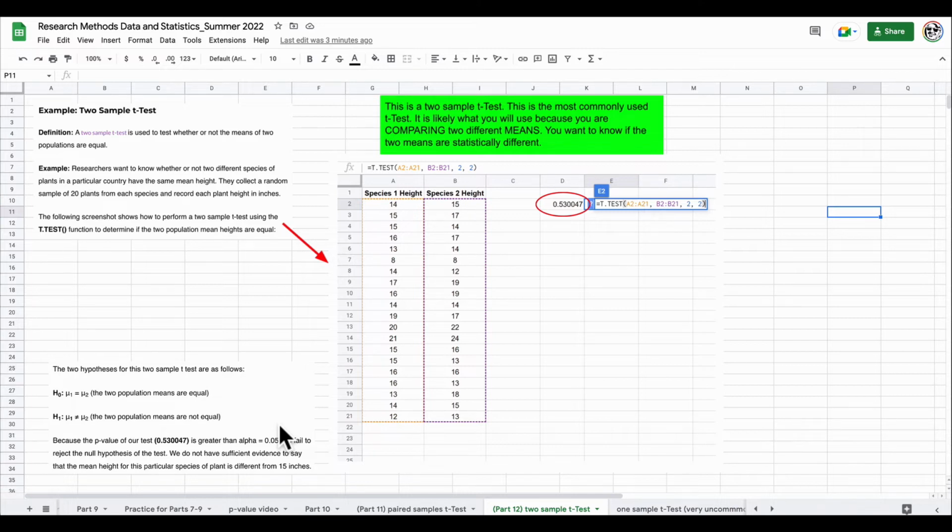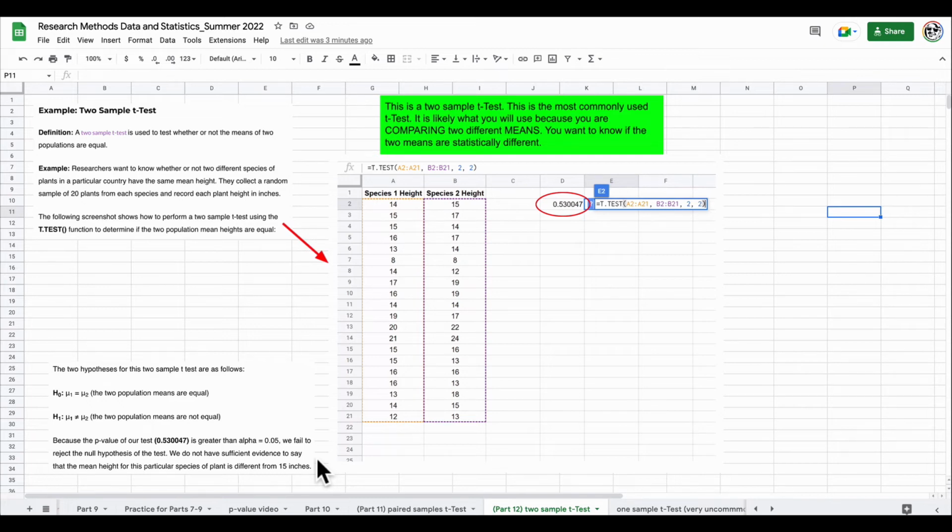So that means that we fail to reject the null hypothesis of this test, which means that they're equal. So that means that the null hypothesis could be true. So what does it say here? We do not have sufficient evidence to say that the mean height of this particular species of plant is different from 15 inches. So they probably don't make much of a difference. It doesn't mean anything. We cannot reject the null hypothesis.